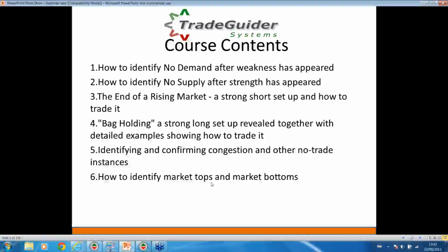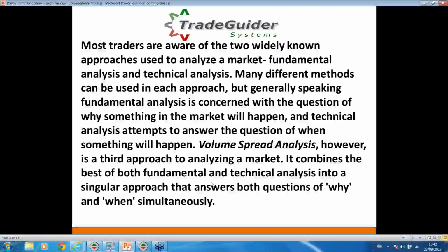Now, most people would love to know how to identify a market top and a market bottom. Well, I'll show you it right now, how we do that. Okay? But before we go to the chart, let me just refresh your memory. And I hope most of you already know this, but what is VSA?